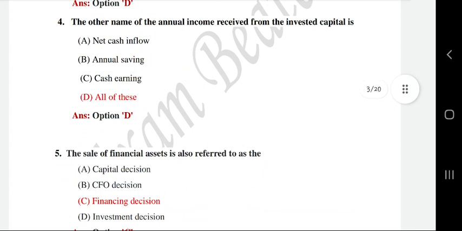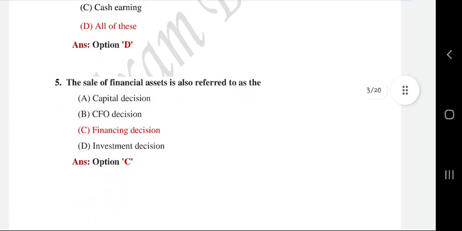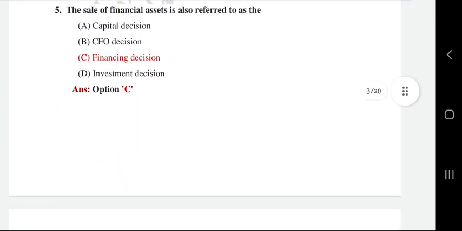Question number 4, the other name of the annual income received from the invested capital is. Answer is option D, all of these. That means net cash inflow, annual saving, cash earnings. Fifth question, the sale of financial assets is also referred to as. Option C is the answer, financing decision.